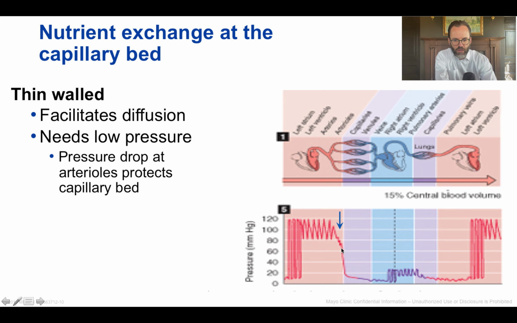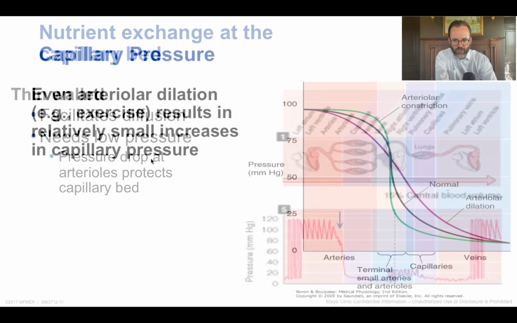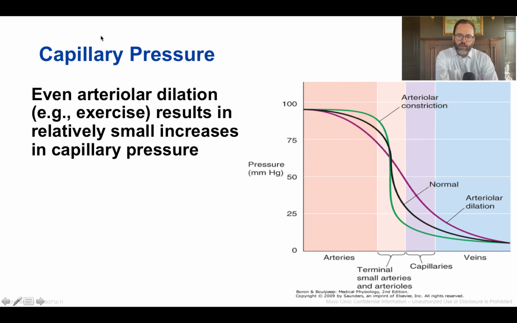So you can see there's a tremendous drop in pressure as you go through the arterioles into the very large cross-sectional area capillary beds, and then subsequently come back through the veins back to the central circulation. Now, importantly, as is noted, even significant arteriolar dilation results in relatively small increases in capillary pressure. So you can see here that with arteriolar constriction, for example, in the green line, as compared to normal conditions, we can have a significantly greater drop in this pressure gradient going across that arteriole due to the increases in resistance, and that's going to ultimately reduce pressure further in the capillary bed.